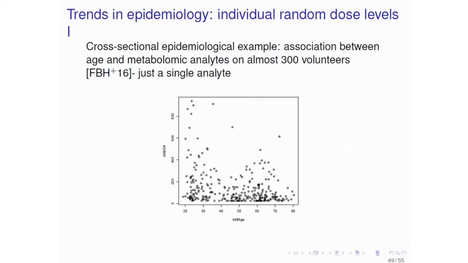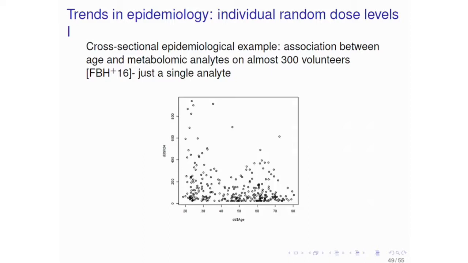Here are the data of a cross-sectional epidemiological study. And they want to know the association between age, you see here age, and any metabolite analyte. So normally this endpoint is 500,000 or more. And then you see this association, and it looks crazy. And associations, they translate into a monotone relationship of a shape we don't know. What you see, maybe there is no association, looks strange.